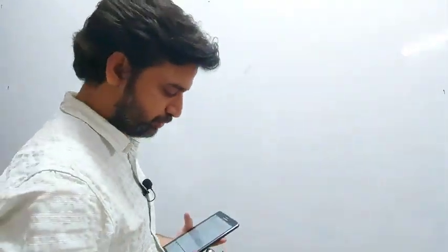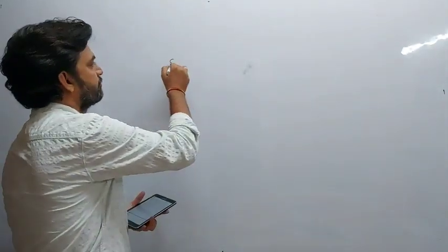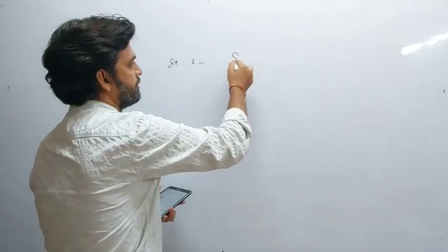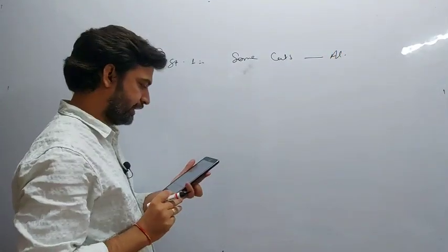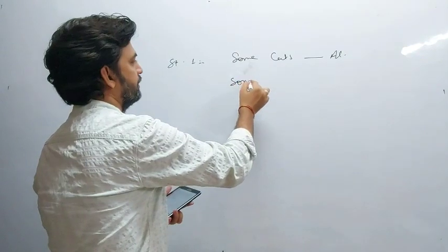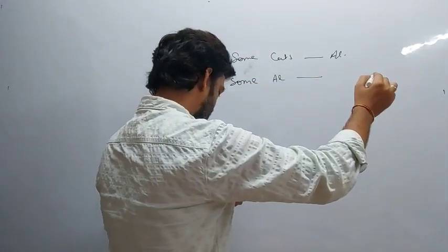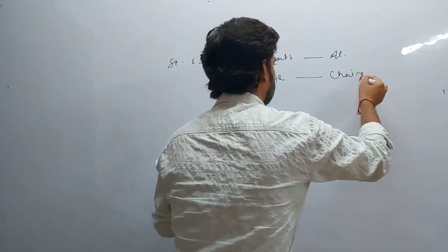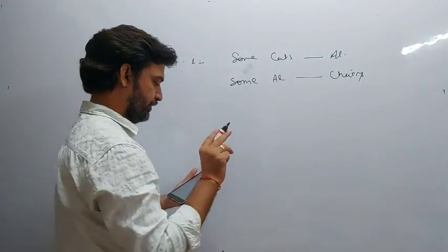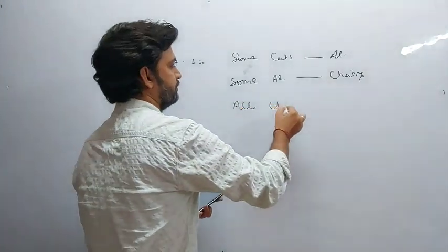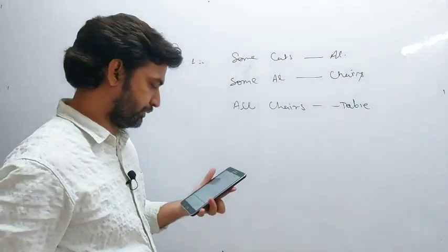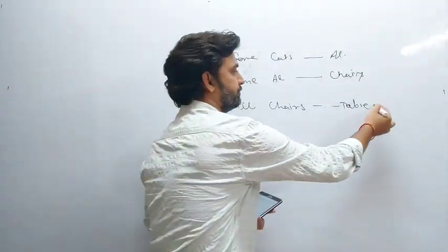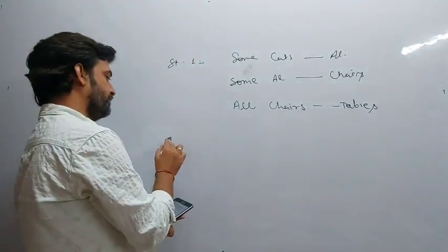So the first statement says that some cats are Elmira, right? I'm writing this in short way. Statement number 1, some cats are Elmira, right? After that, some Elmiras are chairs, right? Again, all chairs are tables. Sorry, all chairs are tables, right? On the basis of this one, conclusions are given.